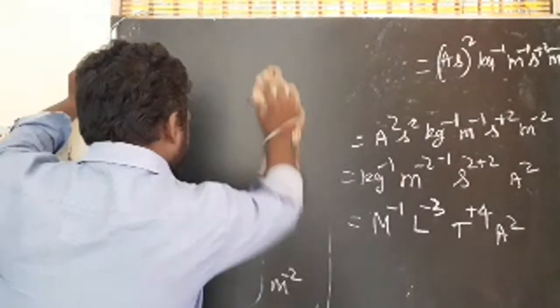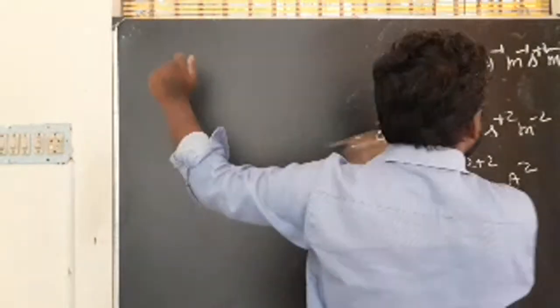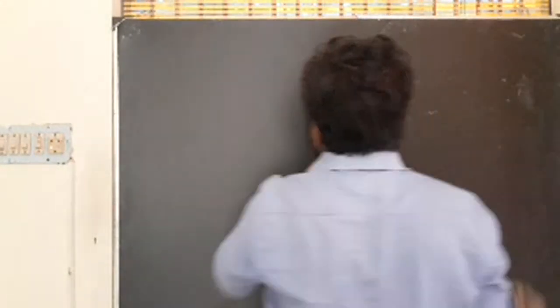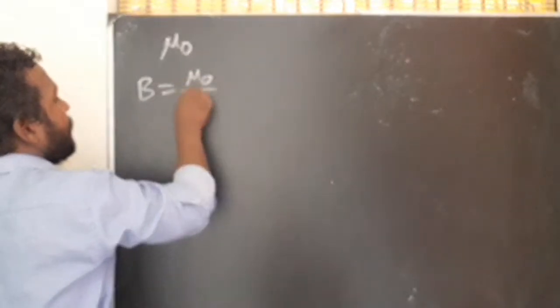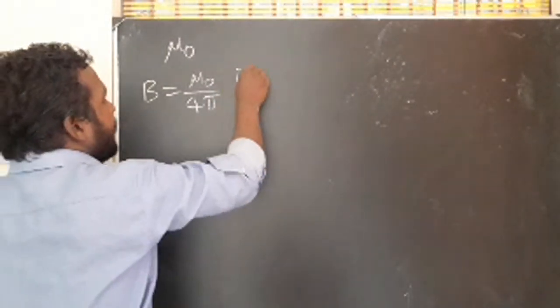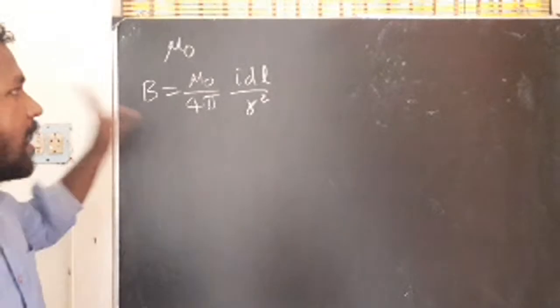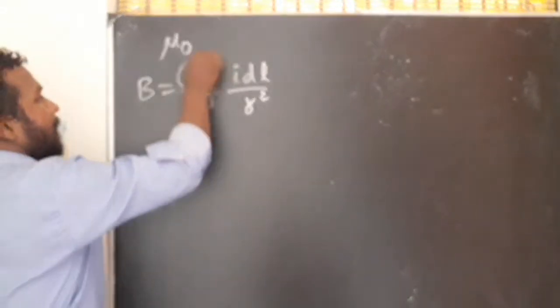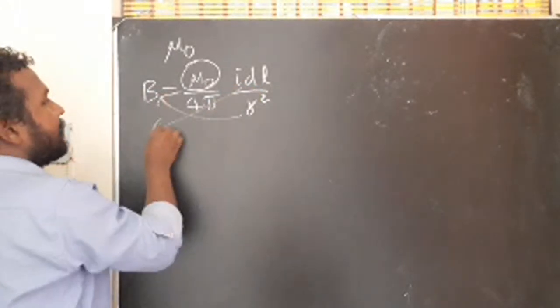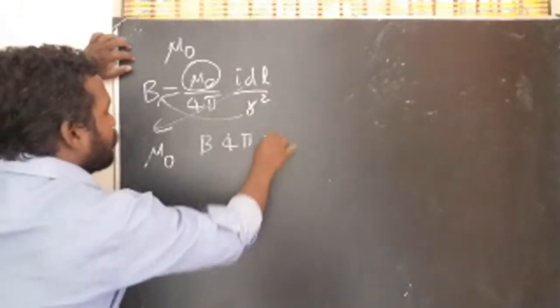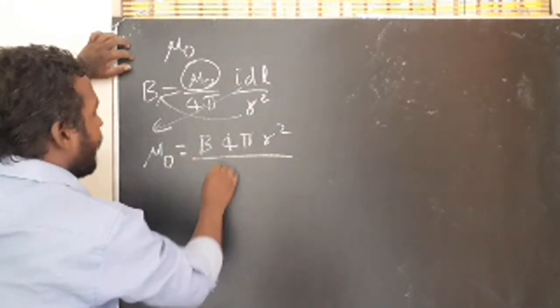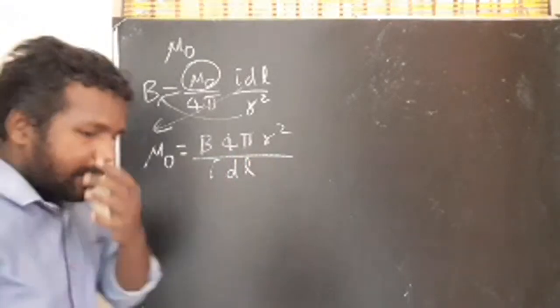Now permeability. How can we calculate the permeability? It is called mu naught. B is equal to mu naught divided by 4 pi times I dl by r square. It is the Biot-Savart law. In 11th standard you don't know about this, but we'll calculate with its units. Taking this side and this side, mu naught is equal to B times 4 pi r square divided by I dl. This is the unknown quantity which we are going to find.